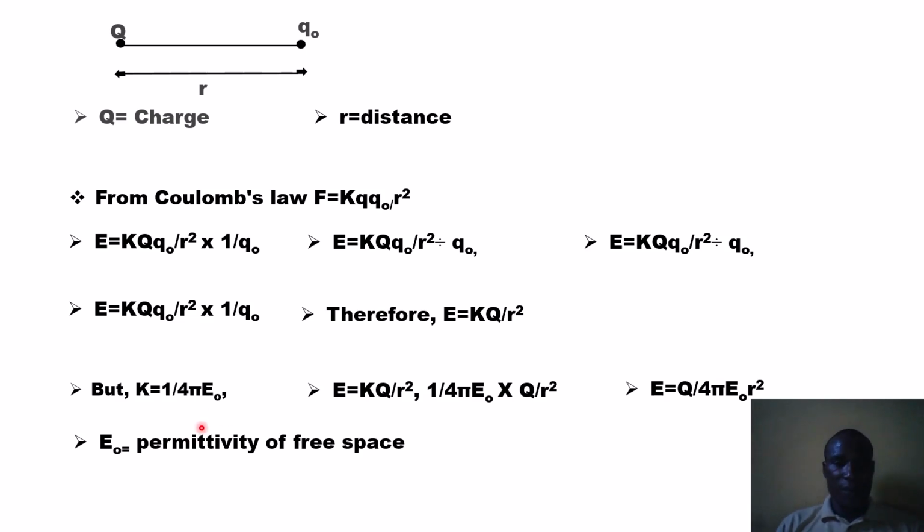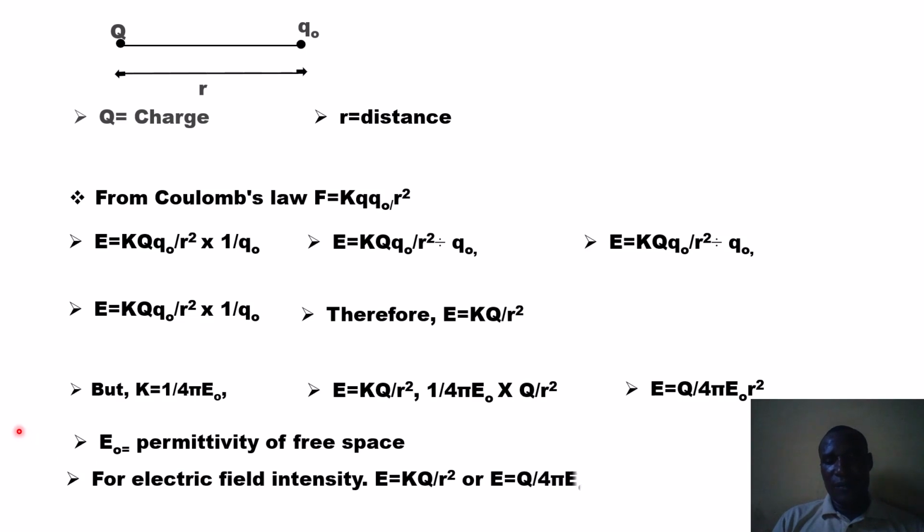Then this ε is known as what? Permittivity of free space. So for electric field intensity, E is equal to K, which is the constant, Q, which is the charge, divided by r, which is the distance, but the r is going to be what? Squared. Or you use this formula, or we use E equals F over Q.